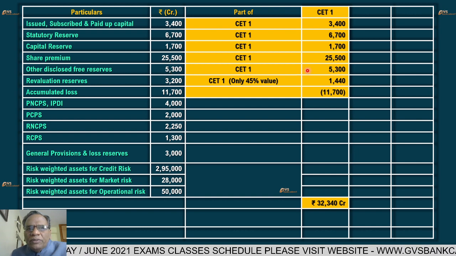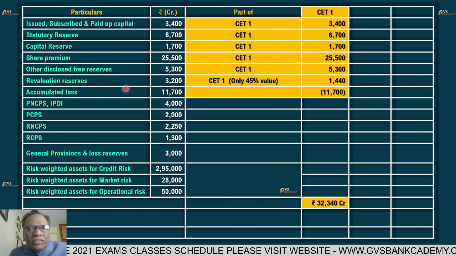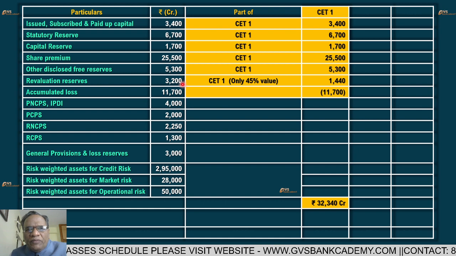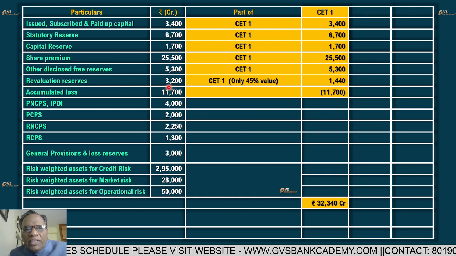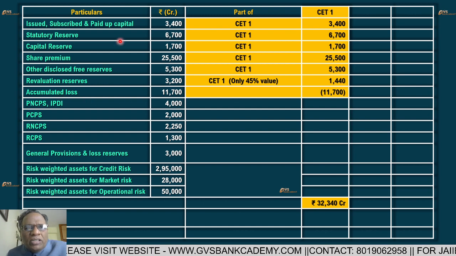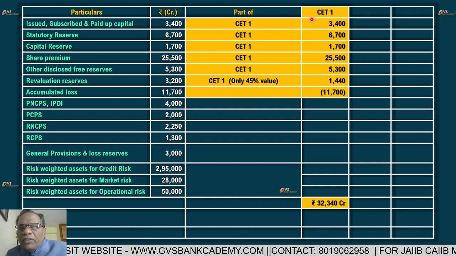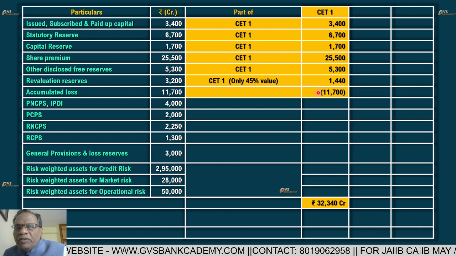5,300. Then revaluation reserves. Now revaluation reserves definitely are part of Tier 1 capital, but you have to discount with 55%. Outstanding amount 3,200 crores into 55% discount. It means directly we can take 3,200 crores into 45%. That is coming 1,440 crores. Accumulated losses on 31st March 11,700 crores. This amount you have to deduct from CET1, Common Equity Tier 1 capital.